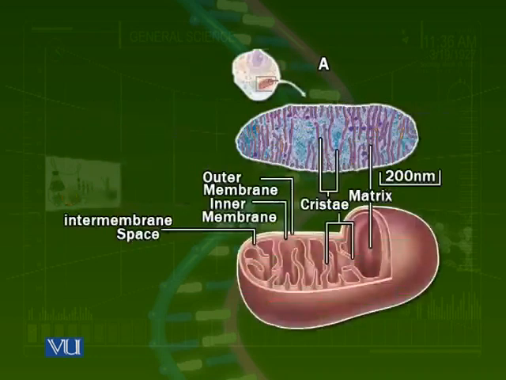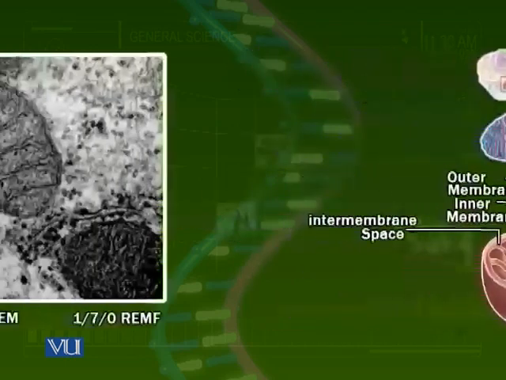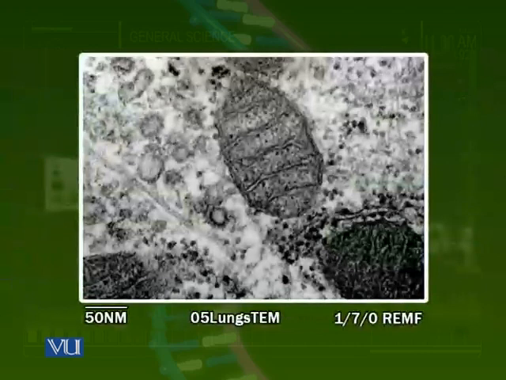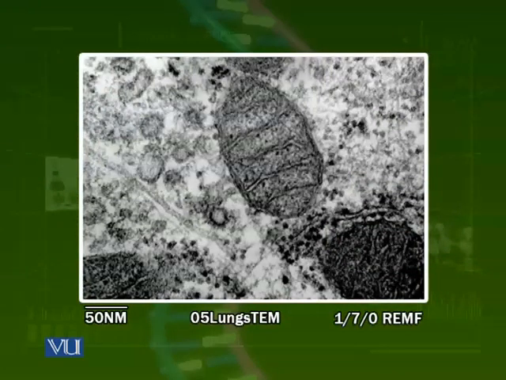Here in the diagram, you can see a mitochondrion. Mitochondria is plural. Mitochondrion is singular. In the diagram, you can see the outer membrane, less folded, straight. The inner membrane, highly folded, has cristae and a matrix inside. On the left, you can see an image taken through the electron microscope. In this picture, you can see a mitochondrion in a grayish color.